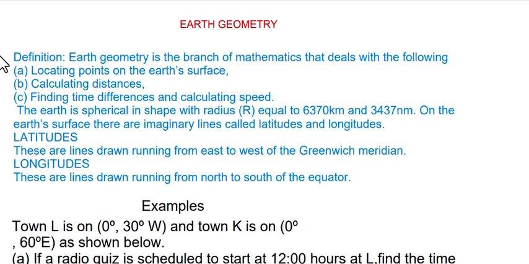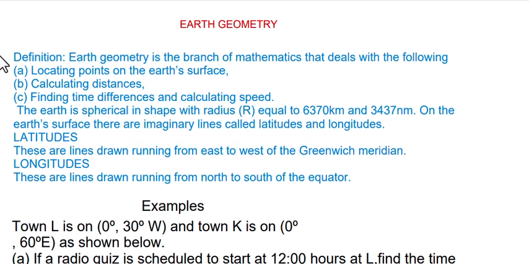Okay, so F geometry, by definition, is a branch of mathematics that deals with the following. It deals with the location of time on the earth surface. Then calculation of distance. Then finding the difference and the calculation of speed.